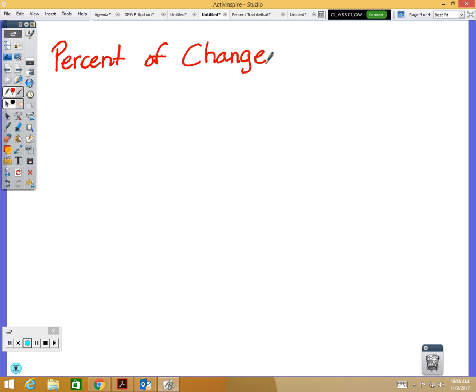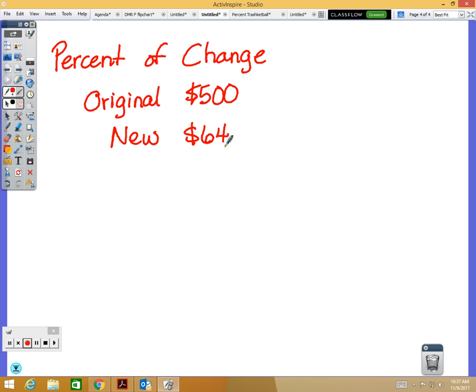So first of all, let's say that when you get a job, your salary starts out at $500. And after working at that job for a year, you are now making a new salary of $645. So what I want to know, first of all, is this an increase or a decrease? Okay, so hopefully that answer was pretty obvious, right? Because the amount went up.